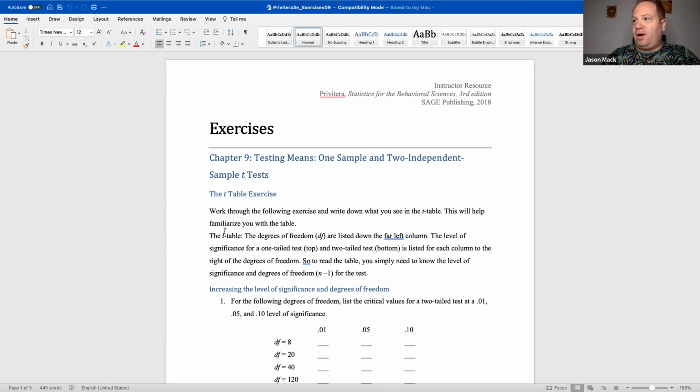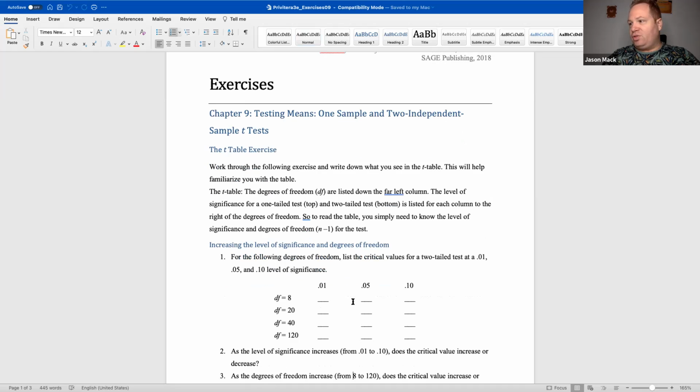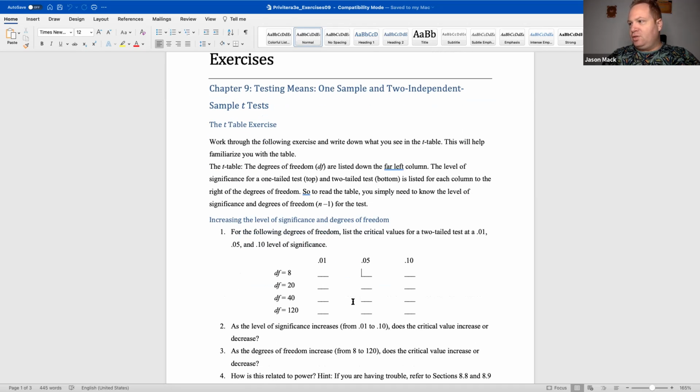So we're going to talk about some sample t-tests. What you want to do is work through the t-test here. In the t-table, the degrees of freedom are listed in the far left column. The level of significance for a one-tailed test (top) and two-tailed test (bottom) is listed for each column to the right of the degrees of freedom. So to read the table, you simply need to know the level of significance, the degrees of freedom, and the test. If you're stuck here, you probably want to look at our unit normal table, but I'm going to walk you through how to go through this worksheet.